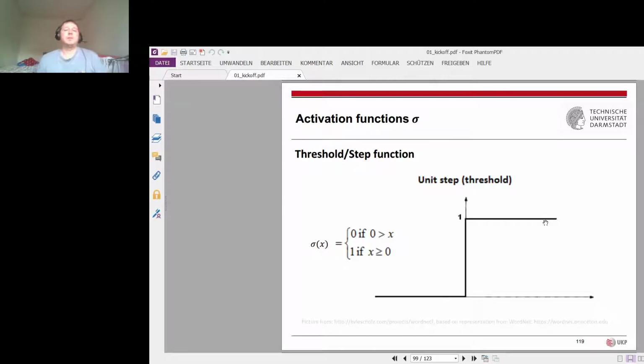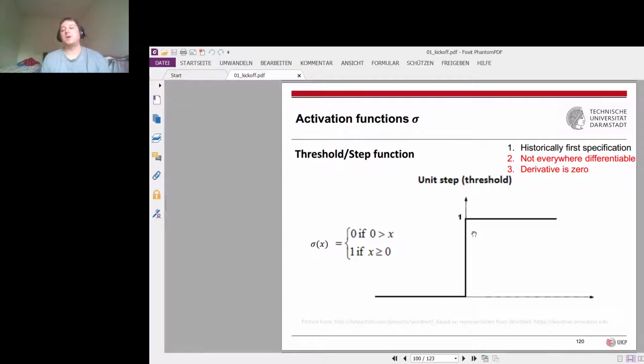Another one is the step function. That's the one we've already seen before. Graphically, this is given by this graph here, where you have 0 if the input argument is less than 0 and 1 otherwise. When it's exactly 0, it's a little bit unclear which value should be given.